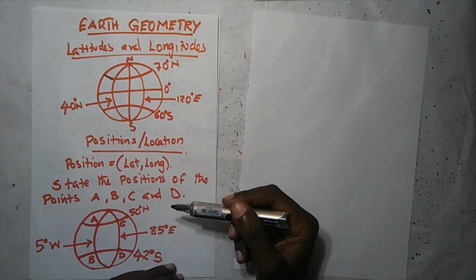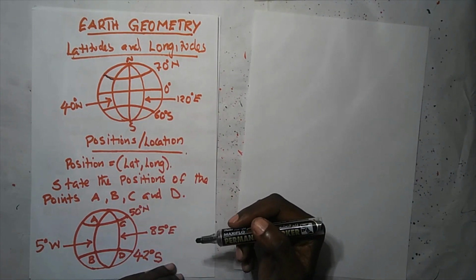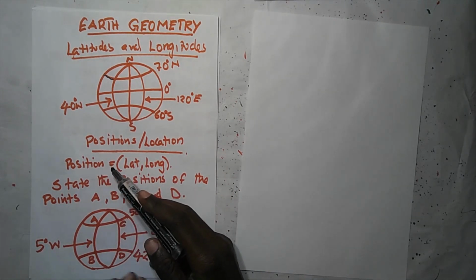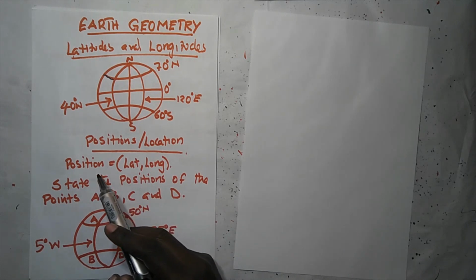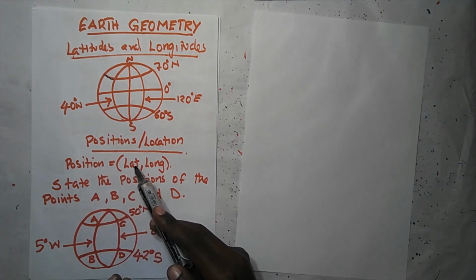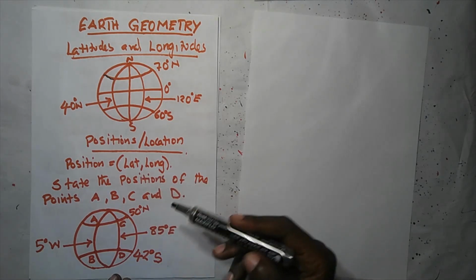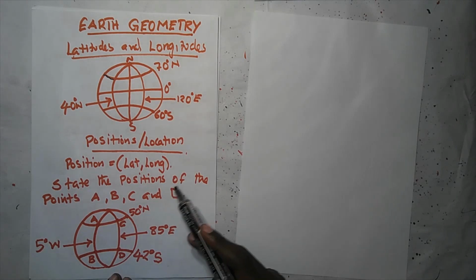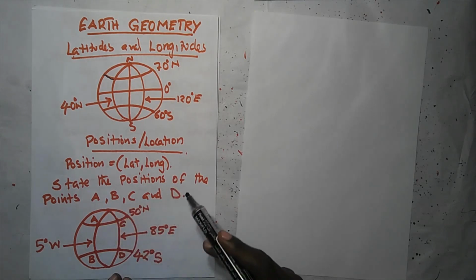And so our interest in our first lesson here is now to locate points on the surface of the Earth. Okay, so here is a formula that we can use. The position of a point is given by latitude, comma, longitude. So it's a coordinate. The question says state the positions of the points A, B, C, and D.